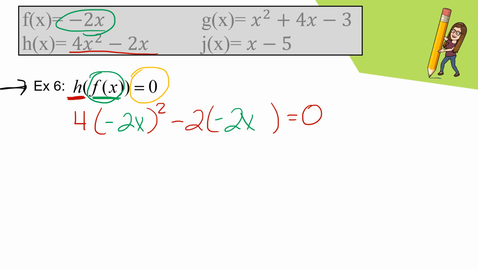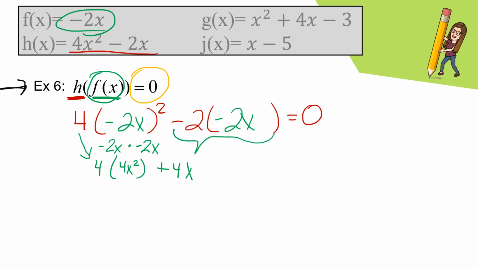All right, well, let's deal with this one first. A negative 2x times a negative 2x, right? Because that's what squared means, gets me a 4x squared. But I still have that 4 outside. I just brought that down, right? I'm going to take care of the right side here. A negative 2 distributed in would get me to a positive 4x, right? So all of this becomes positive 4x. And let's bring down that equals 0. Okay, well, let's distribute. 4 times 4 is 16x squared plus 4x equals 0.